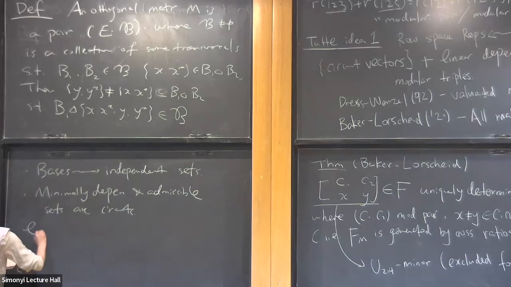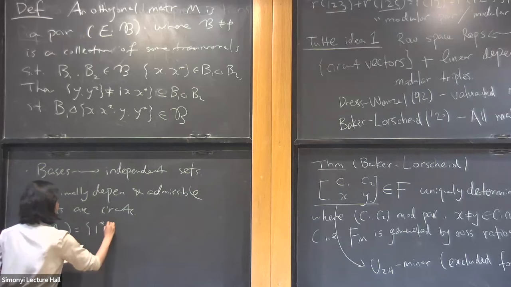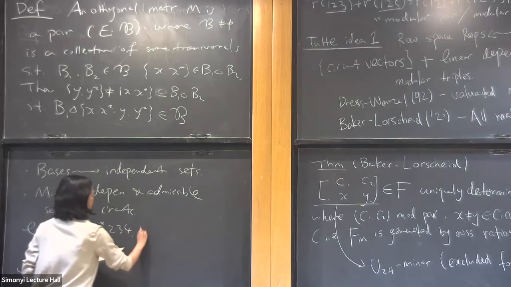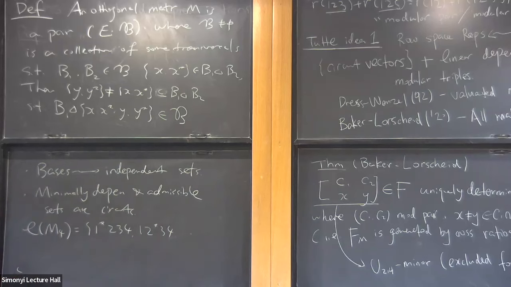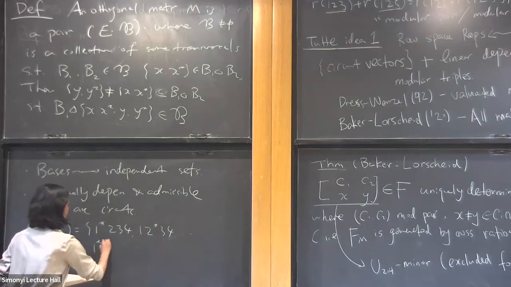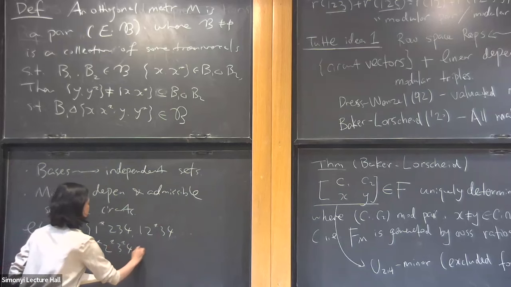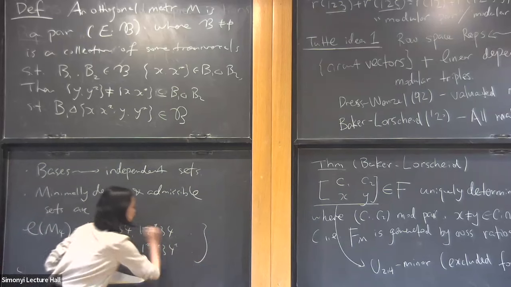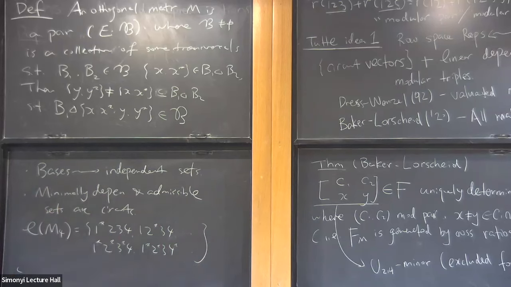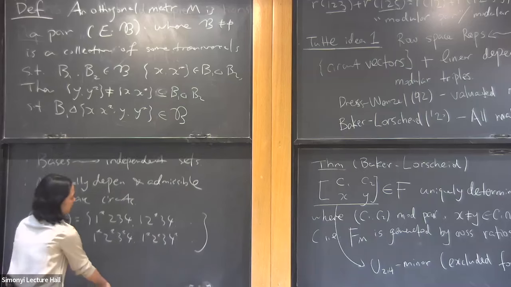And for instance, the circuit set of that M4 example are precisely 1 star 2 3 4, 1 2 star 3 4, and by symmetry you know there are two more of them, and 1 star 2 star 3 star and 4, 1 star 2 star 3 and 4 star, and there are together 8 of them by the symmetry of the quotient.